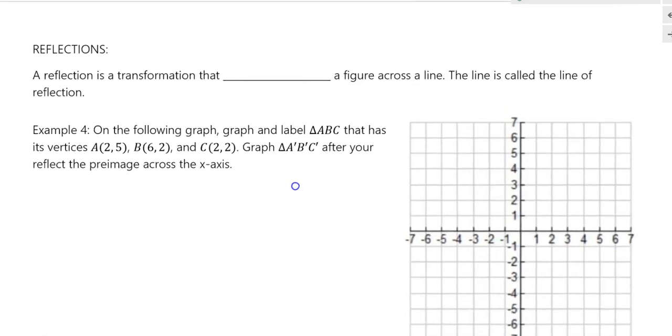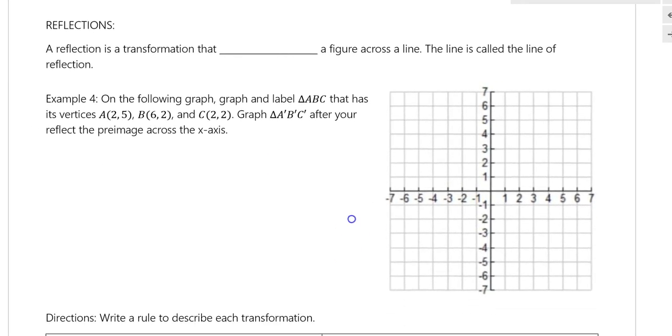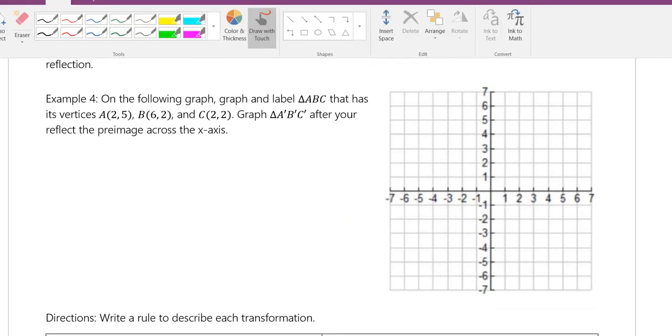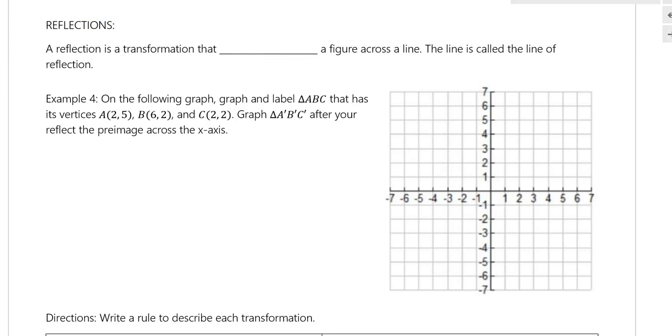We are now looking at reflections. A reflection is a transformation that flips a figure across a line. The line is called the line of reflection. Okay. On the following graph, label triangle ABC that has its vertices A (2,5), B (6,2), and C (2,2).